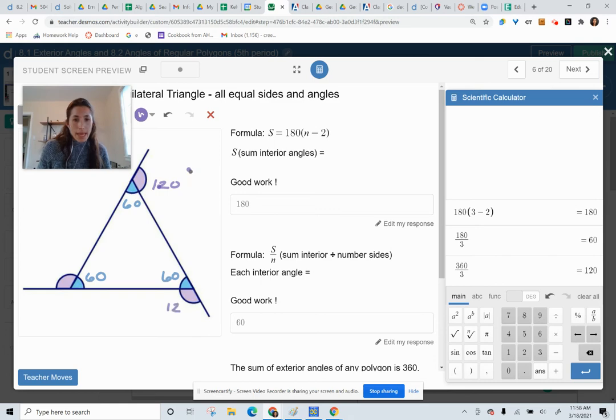120 and 120. And a pattern that you'll also notice and recognize is that these two angles here create a straight line, so they add up to 180. So you could have also done 180 minus 60 to get the 120.